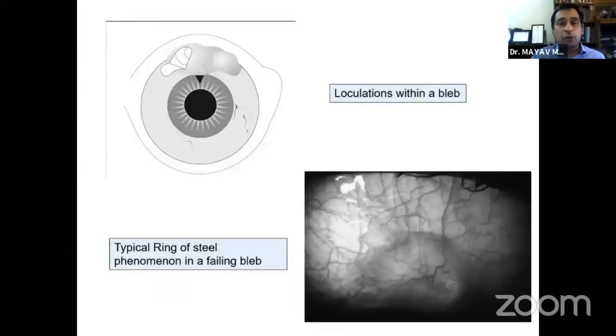So basically, this is a photograph. If you peel a bleb and see the inner surface, these are the loculations which you are seeing. And this is a photograph of a bleb showing the ring of steel phenomenon, which happens because of fibrosis of the edge of the bleb, which does not allow aqueous to flow further beyond and limits its filtration.